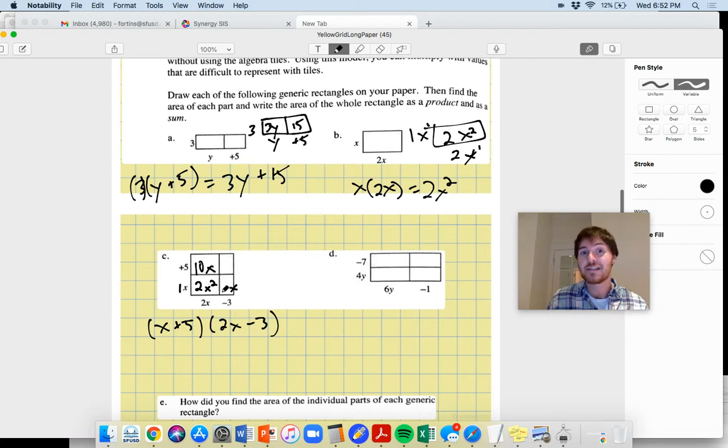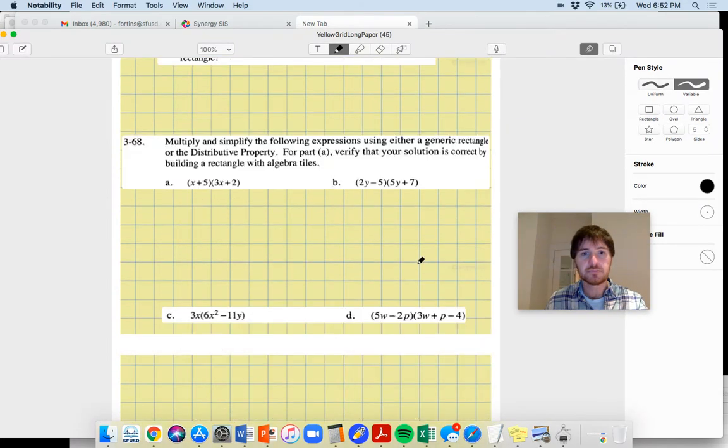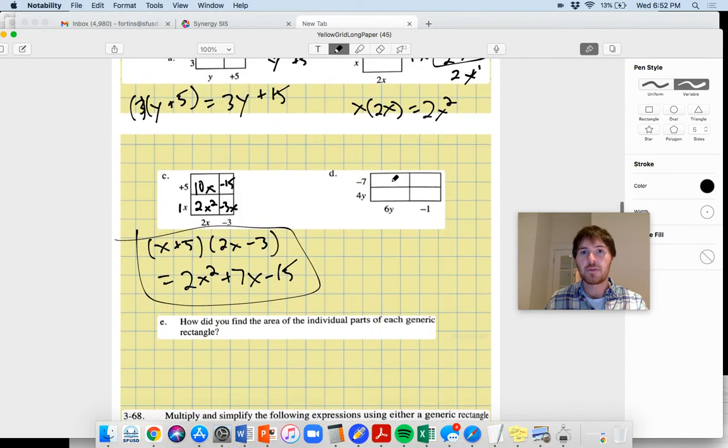So anyways, 1 times -3, -3x. Okay? -3 times 5, -15. Okay? And there I'm going to get my sum, which is going to be 2x squared plus 7x minus 15. And there is my product. There is my sum. And yeah, why don't we keep jamming away? See how far we can get with this one here.